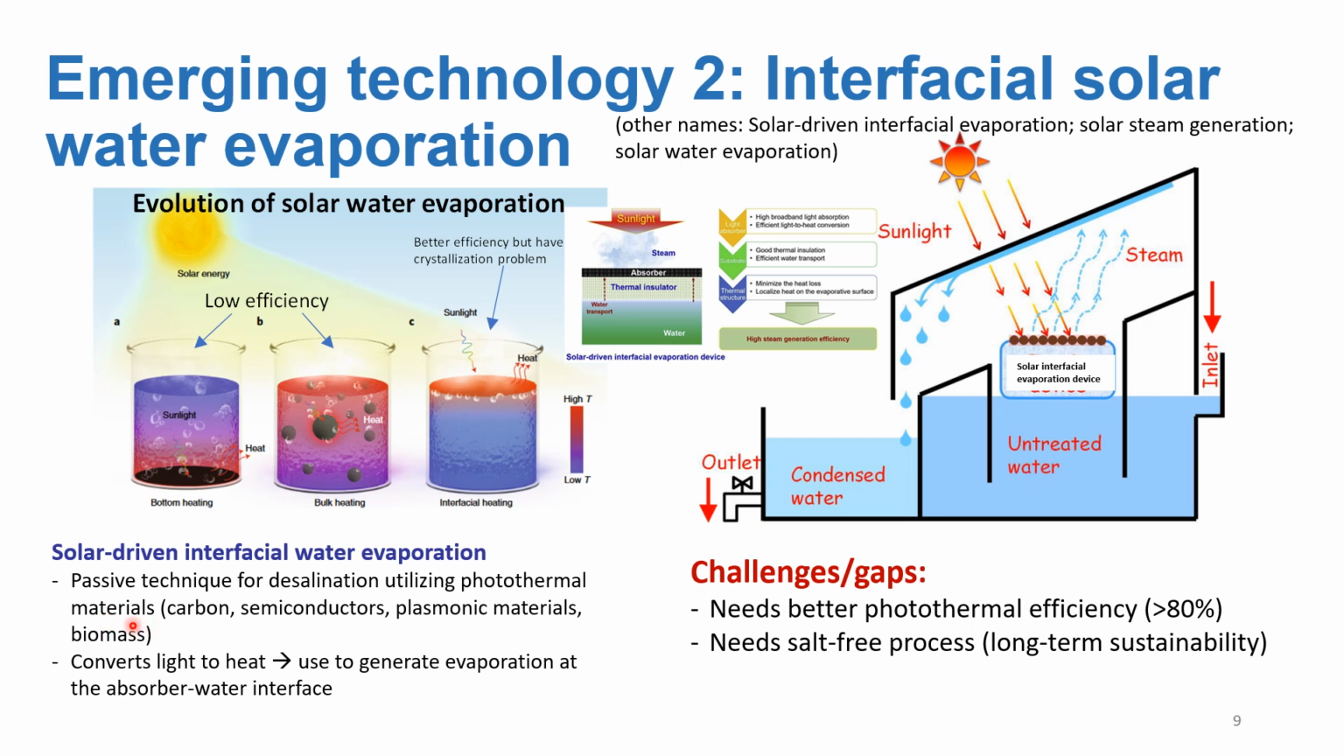So the photothermal materials are usually made of carbon or semiconductors or plasmonic materials or even carbonized biomass. These are materials that can absorb solar light and then convert that light into heat. And this heat is now used to generate evaporation at this absorber-water interface. So as I mentioned, the photothermal material is a requirement here. So this is how it works for solar water evaporation, and this is the evolution of the different designs before.